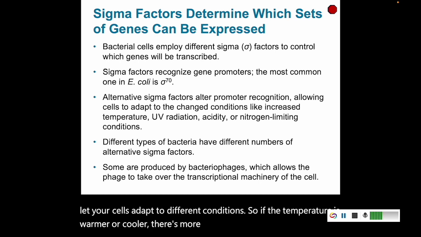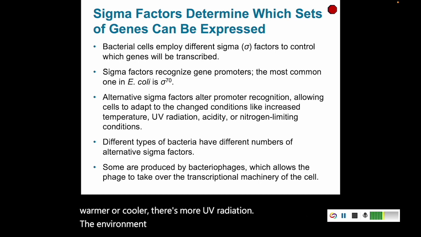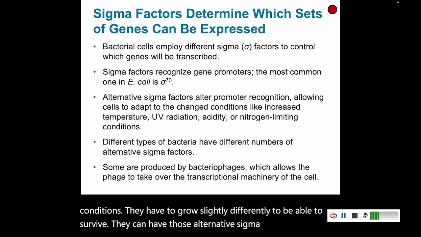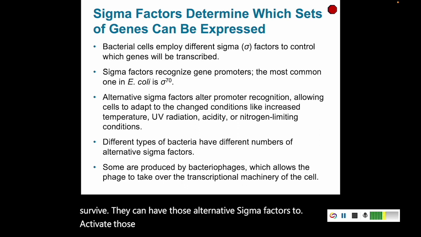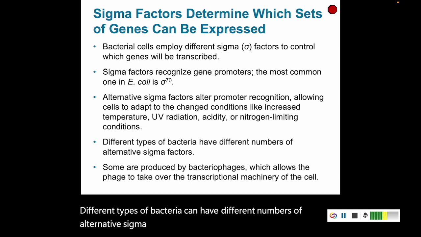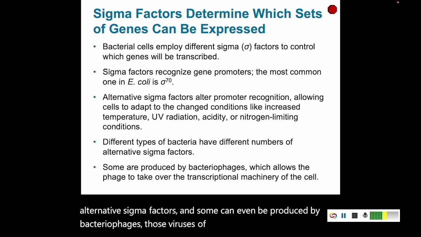Their environment is changing pH. They're in nitrogen limiting conditions. They have to grow slightly differently to be able to survive. They can have those alternative sigma factors to activate those genes that allow them to survive in those changing conditions. Different types of bacteria can have different numbers of alternative sigma factors. And some can even be produced by bacteriophages, those viruses of bacteria that can allow a phage to take over the transcriptional machinery of the cell.